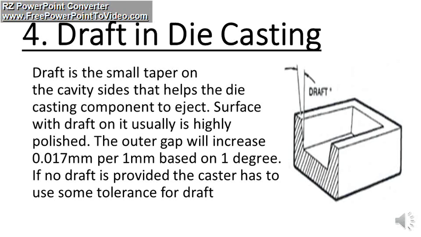Fourth, draft in die casting. Draft is a small taper on the cavity sides that helps the die casting component to eject. Surface with draft on it usually is highly polished. The outer gap will increase 0.017 mm per 1 mm based on 1 degree. If no draft is provided, the caster has to use some tolerance for draft.